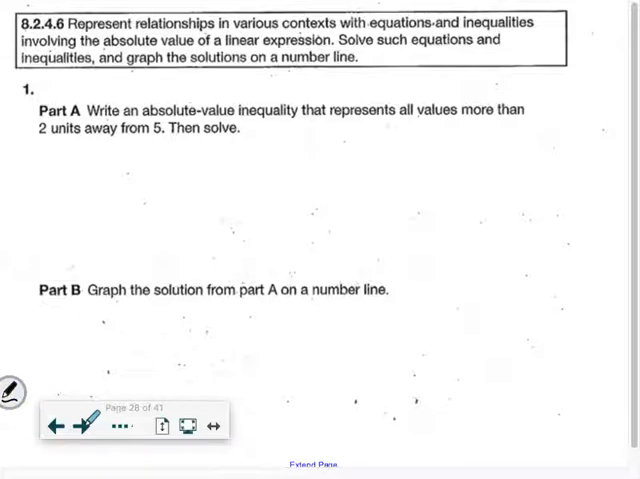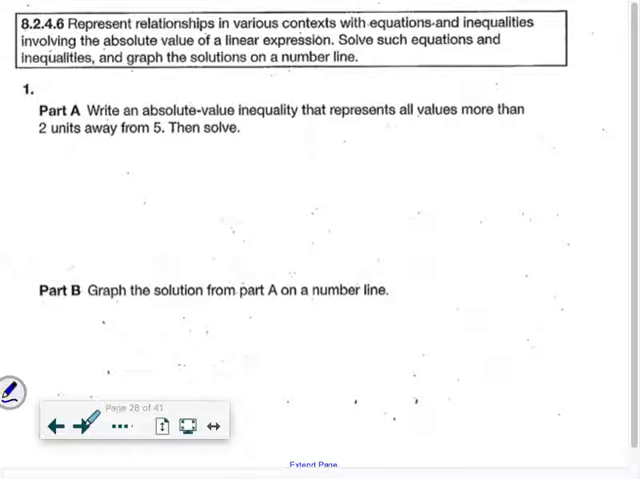My next benchmark, 8246, says represent relationships in various contexts with equations and inequalities involving the absolute value of a linear expression. Solve such equations and inequalities and graph the solutions on a number line. Part A, number 1, write an absolute value inequality that represents all values more than 2 units away from 5.